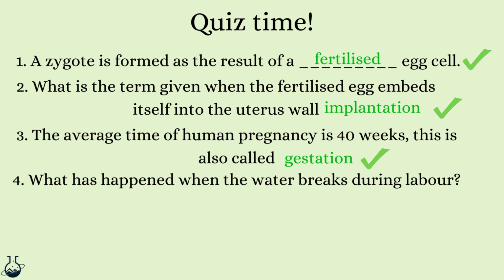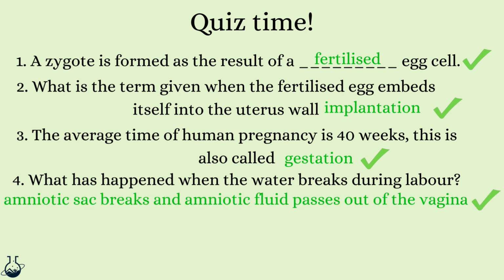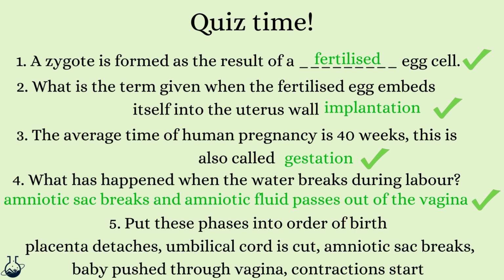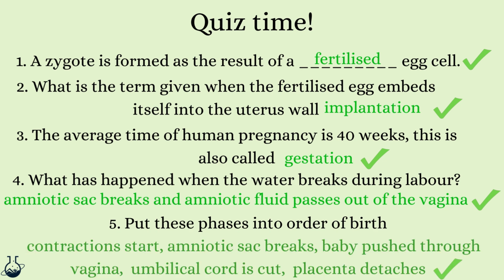Question 4. What has happened when the water breaks during labour? The amniotic sac breaks and amniotic fluid passes out of the vagina. And finally, question 5. Put these phrases into order of birth. Contractions start, amniotic sac breaks, baby is pushed through the vagina, umbilical cord is cut, and then the placenta detaches.